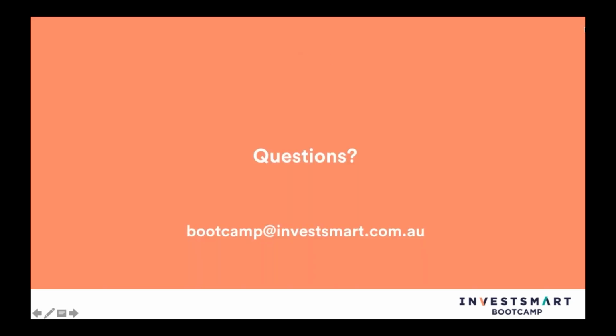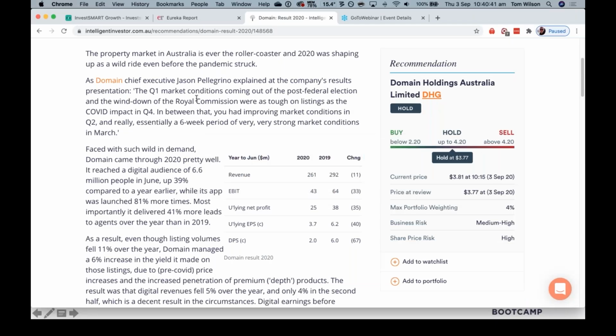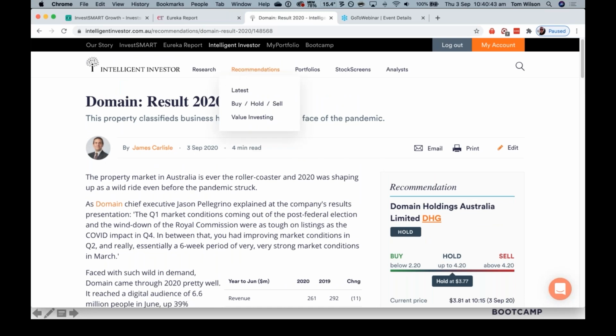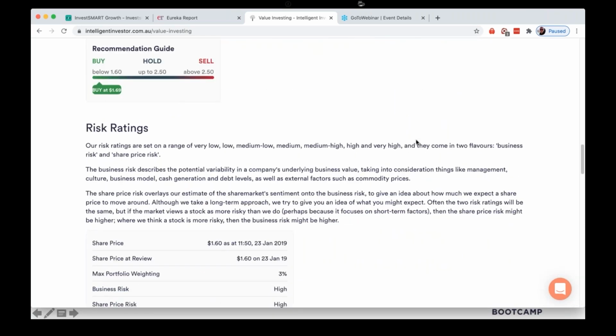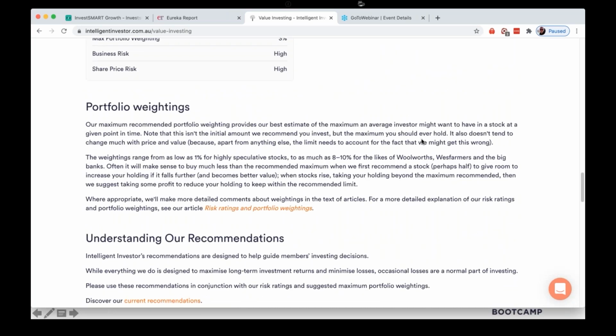So we've reached the end, and oh great, there's a question here from Anthea, just about how the percentages are determined in their recommendations. That's a really good question. They do talk about this. If you go up to recommendations and go to value investing, they give us a bit of a rundown as to why. Essentially, here we go, portfolio weightings here.